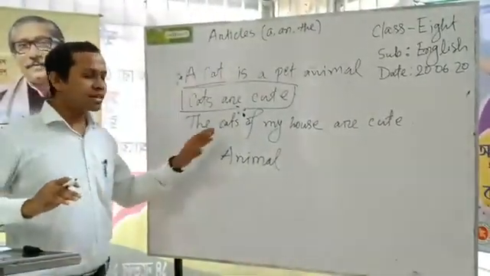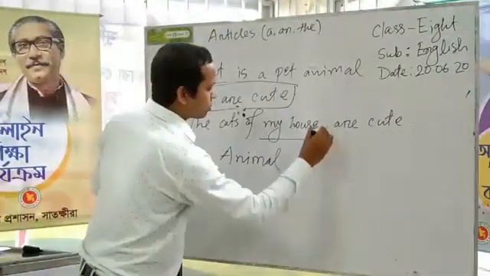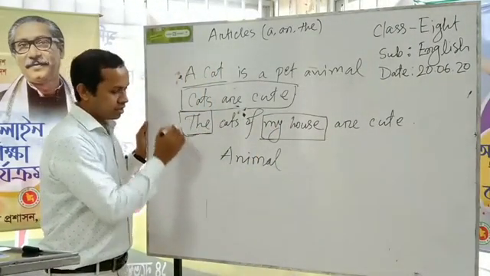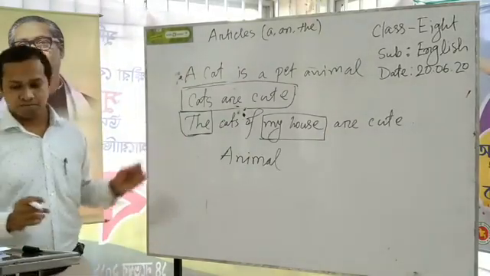But when it is certain, the cats of my house, then it is certain. And as it is certain or definite, we have used the definite article, the.